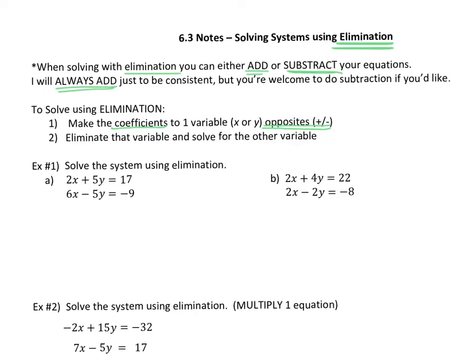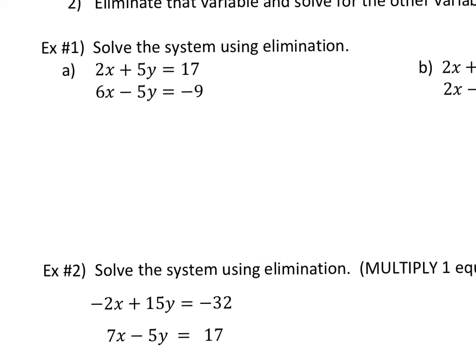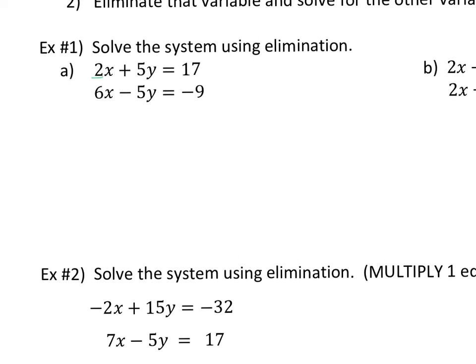So if you look at this first one here, okay, we have as coefficients a 2 and a 6. Are those the same number but just opposites, one positive, one negative? The answer would be no. If you look here, we have a 5 and a -5, and those are opposites of each other. So here's what I want you to think about. If I were to add 5y and -5y, what do I get? Well, I get 0, which means that my y's just went away because 0 times y is 0, okay?